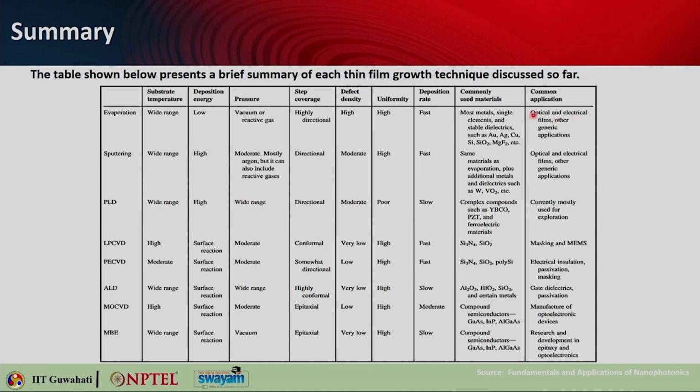For optical thin films, as you can see, evaporation and sputtering are the most commonly used for making thin films that can be used for photonics applications. MOCVD can manufacture optoelectronic devices, and MBE is also useful for research and development in epitaxy and other optoelectronic components. So this particular chart should give you a complete overview of the different processes in thin film growth, what their pros and cons are, and what their applications are.